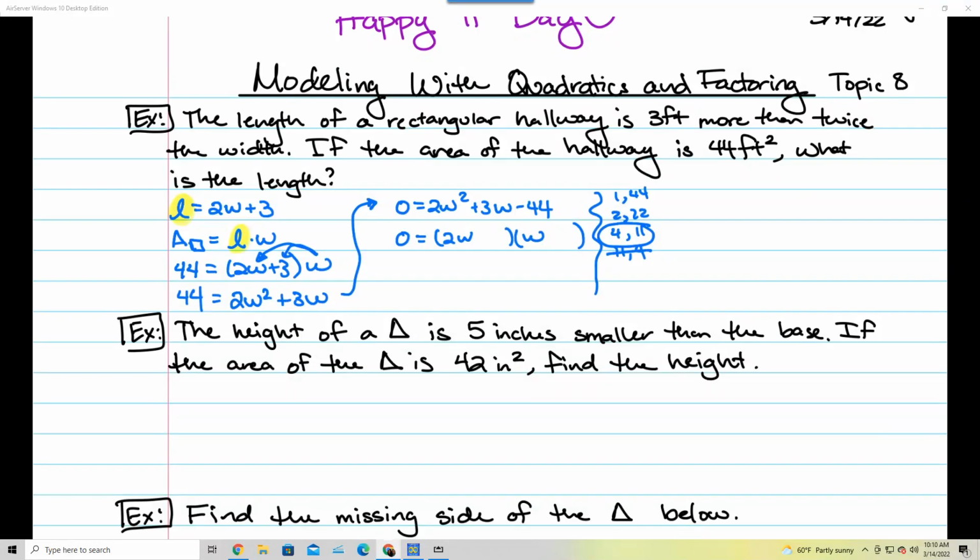It's a guess and check. You're going to try 4 and 11. So, for example, if I try 4 here and 11 here, this is going to be 22, and this is going to give me 4, and 22 and 4 does not give me the 3 that I'm looking for here.